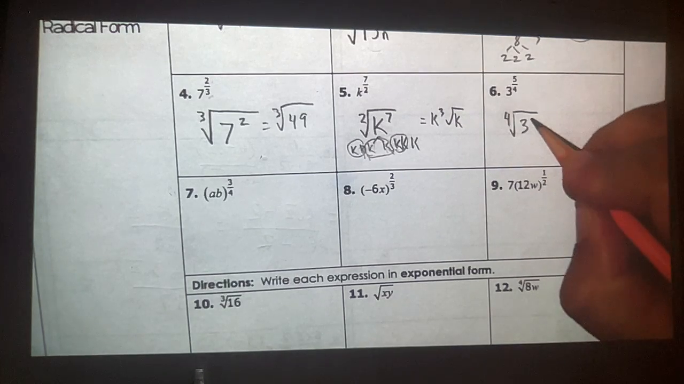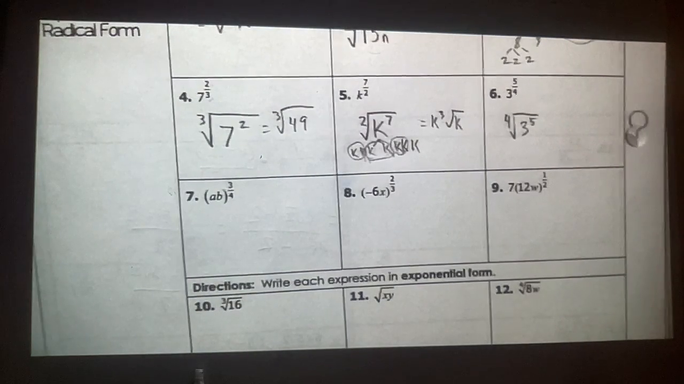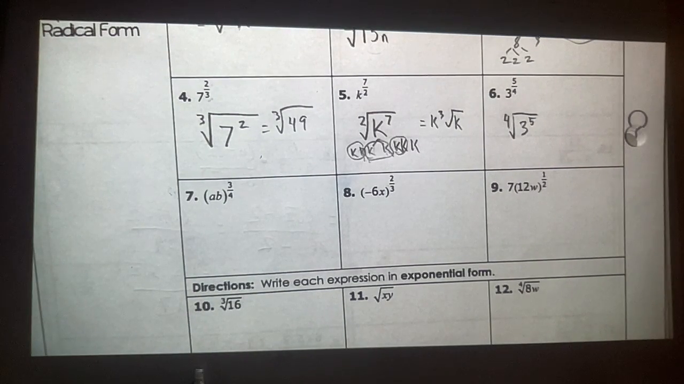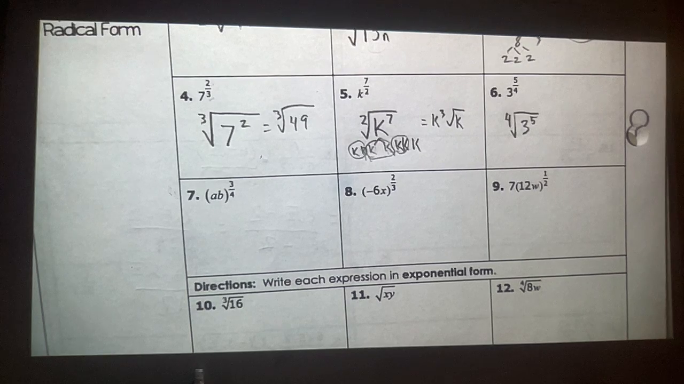And my 5 is my M. It goes up here. All right. You can think about these a couple of ways. You can multiply this all the way out and go from there, find the 4th root, but there is no perfect 4th root.